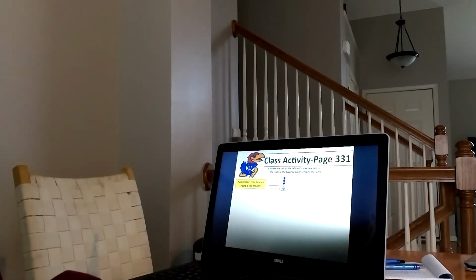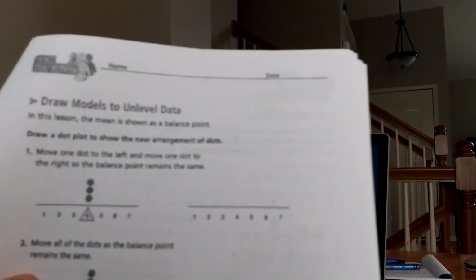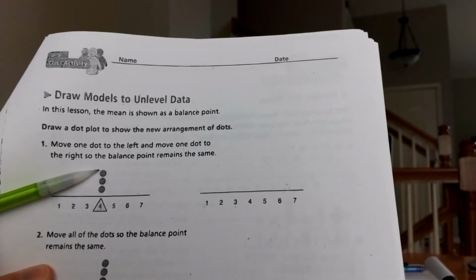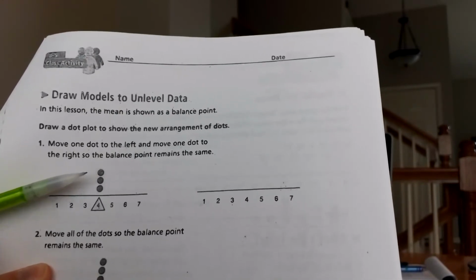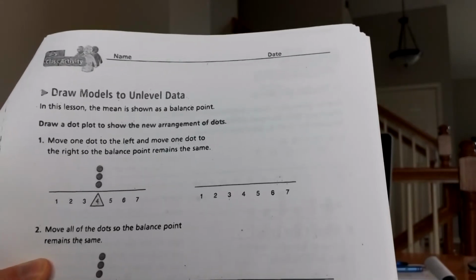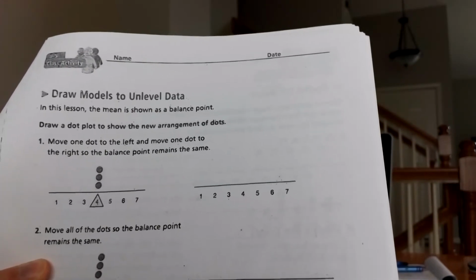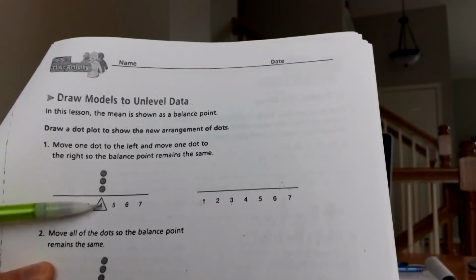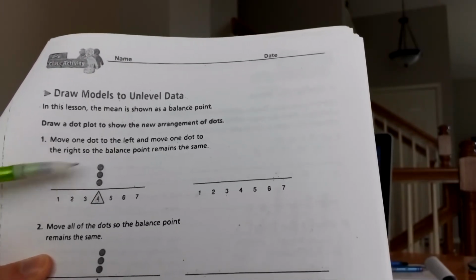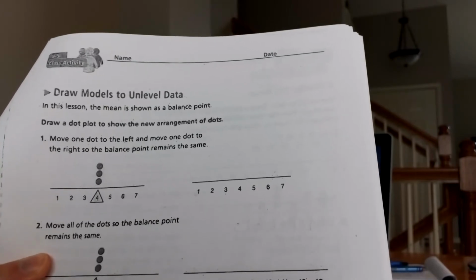All right, number 1, move one dot to the left and one dot to the right so the balance point remains the same. So in my notes here, I'm looking at number 1. I'm going to take one of these dots and move it to the left and one dot and move it to the right. Does it say how many places to move to the left and to the right? No, but I have to keep the balance point the same. So however many places I move to the left, I probably should move that many places to the right.